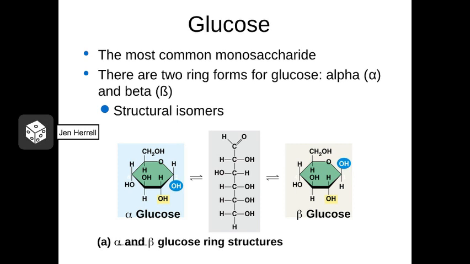Two different forms of glucose exist. We call these structural isomers. So remember that structural isomers have the same chemical formulas, but slightly different structures. They're put together slightly differently.